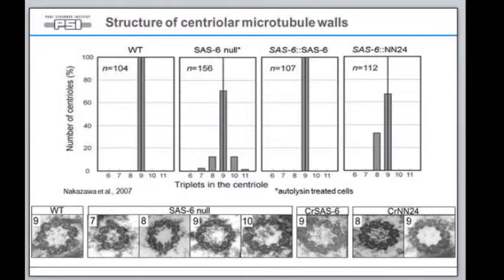Now, what happens to the NN24? And to our surprise, remember, in vitro, we observe six-fold symmetric structures. In this case, we indeed were able to tweak the system to lower symmetry. However, we only found eight-fold symmetric structures, and the predominant structures were still nine-fold symmetric. And here are representative images of that.